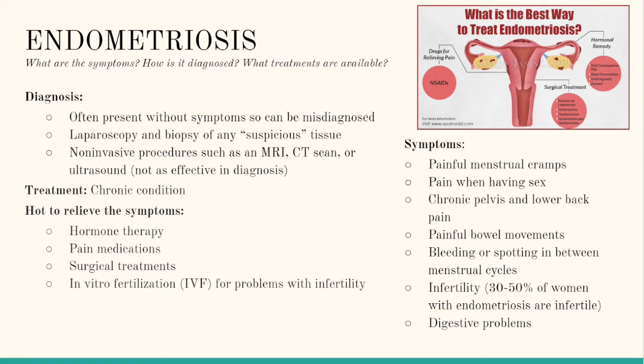in diagnosis. Symptoms are painful menstrual cramps, pain when having sex, chronic pelvic and lower back pain, painful bowel movements, bleeding or spotting between periods, infertility, which is a common symptom, and digestive problems. Endometriosis is a chronic condition, but there are ways to relieve symptoms for treatment: hormone therapy, pain medications, surgical treatments, and IVF for problems with infertility.